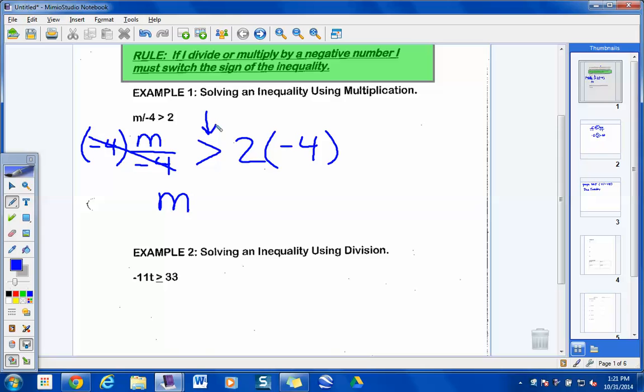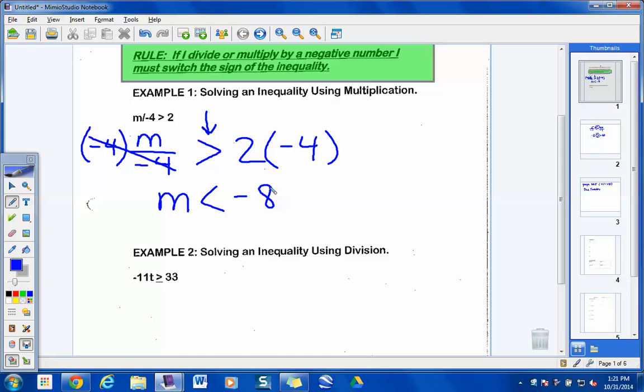What process or what steps did I take here to force us to have to do it? Multiplied. Multiplied by what kind of a number? Negative. Selena? A negative. Good. So I've got to turn greater than to less than. And then how about the product of 2 and -4 on the right? Negative 8. So my solution, m is less than -8.